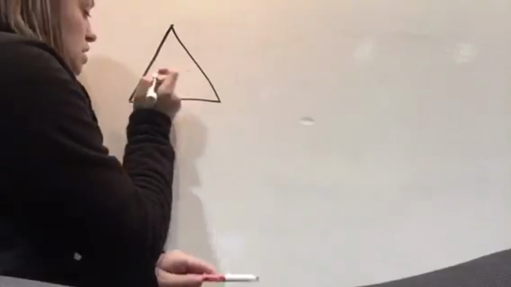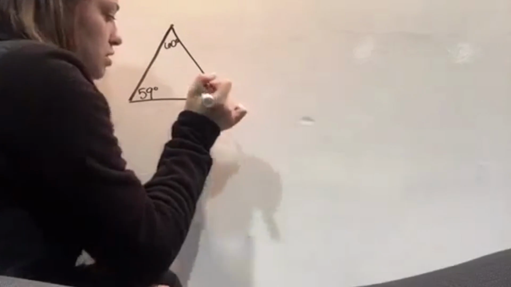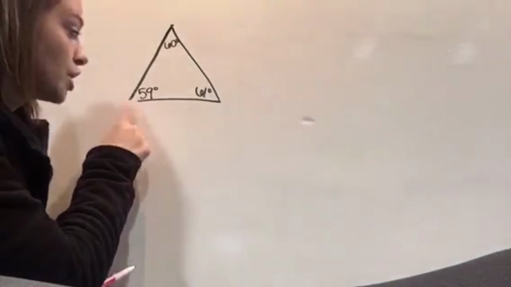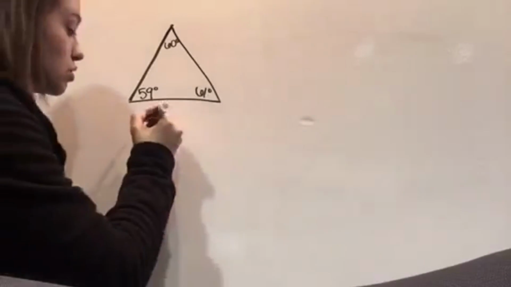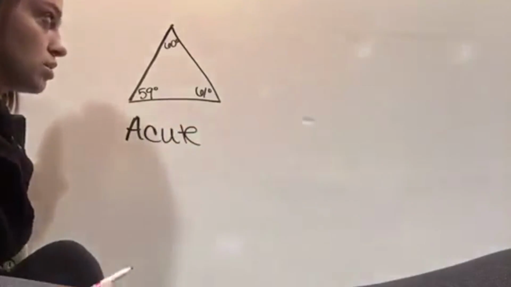Next, we are going to look at triangles defined by their angles. So let's say you're given a triangle with the angle measurements of, let's say, 59 degrees, 60 degrees, and 61 degrees. All of these angle measurements are under 90 degrees. That means it's going to be an acute triangle because all its angles are less than 90 degrees.